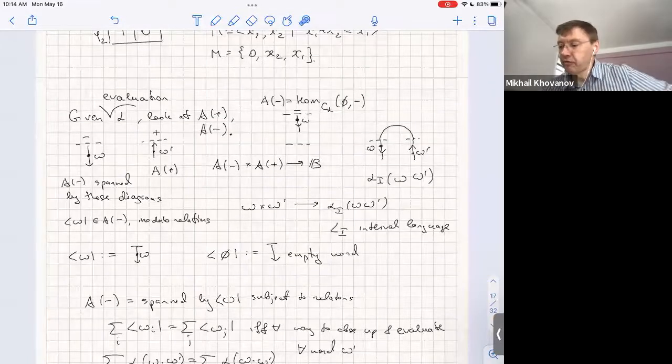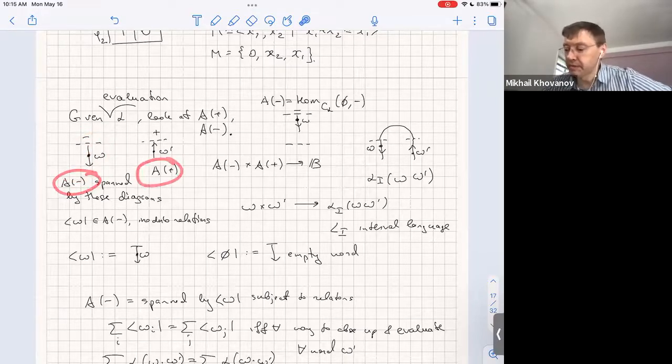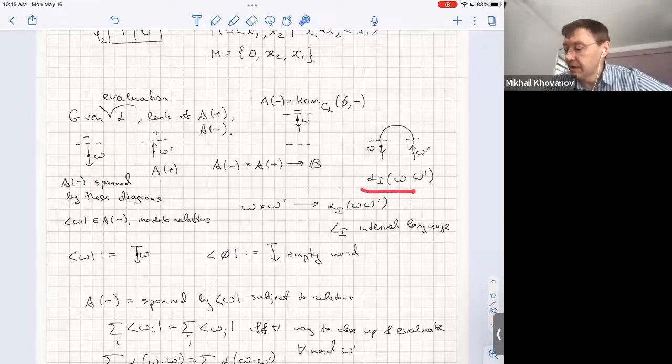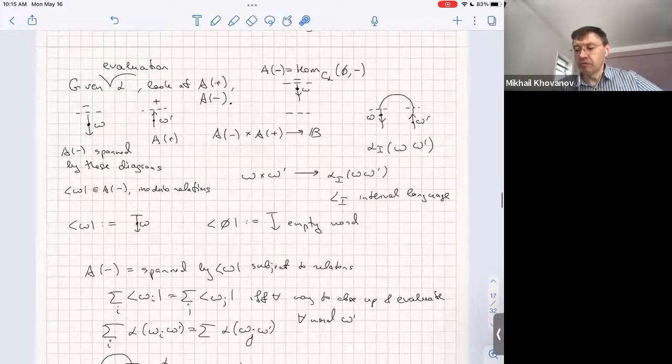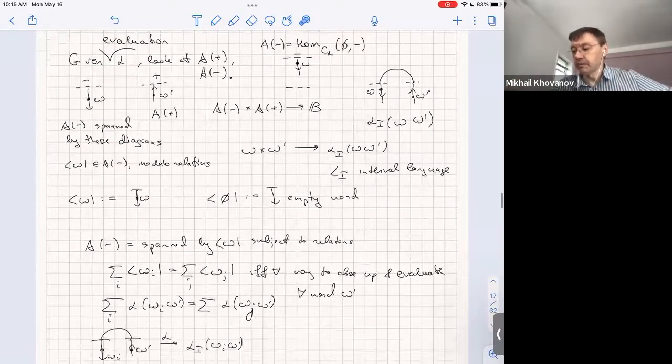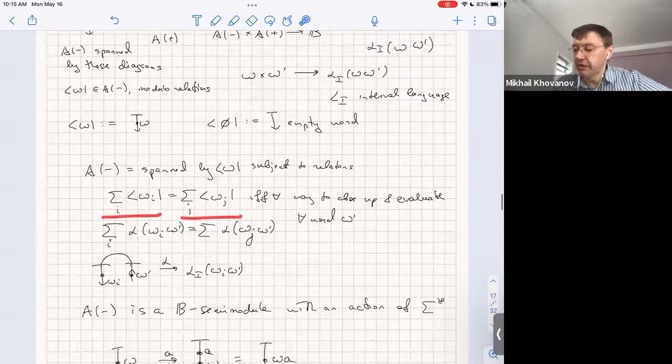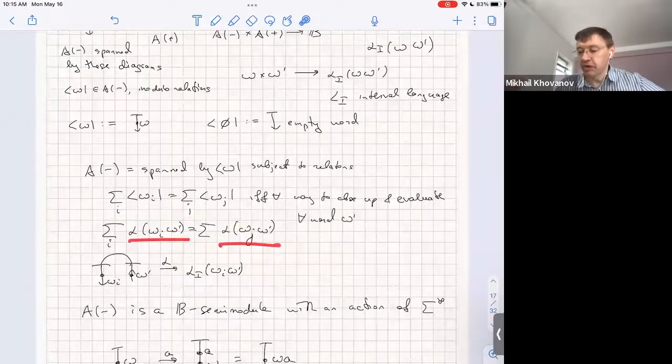And then what is our state space for a single point with sign plus or minus? For sign minus, we should look at all the half intervals, the half floating ones. This is a floating point. We put some word omega here and take their combinations. This A minus is paired to A plus. A plus is the same story, but the orientation is up. So you pair them up like this. You take a word omega, take a word omega prime, do this composition, you get an interval, and evaluate it to 0, 1. And mod out by the kernel of this pairing. So you get a semi-module, A minus. In the semi-module, one sum of words is equal to another sum of words if, for any word omega prime, you do the evaluations and you get the same number each time, 0 or 1.